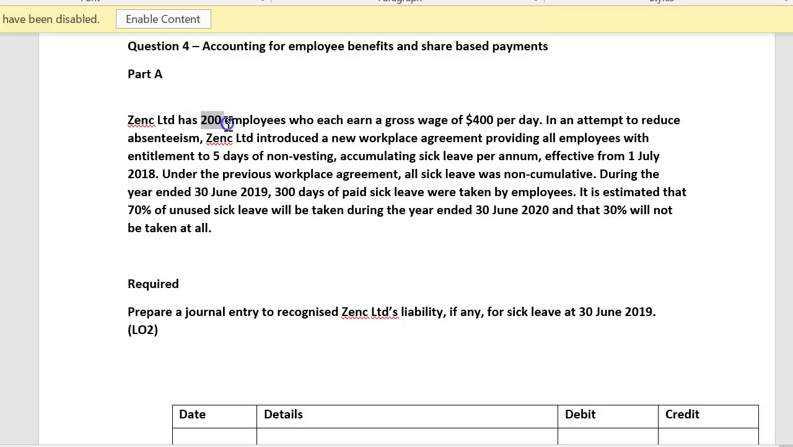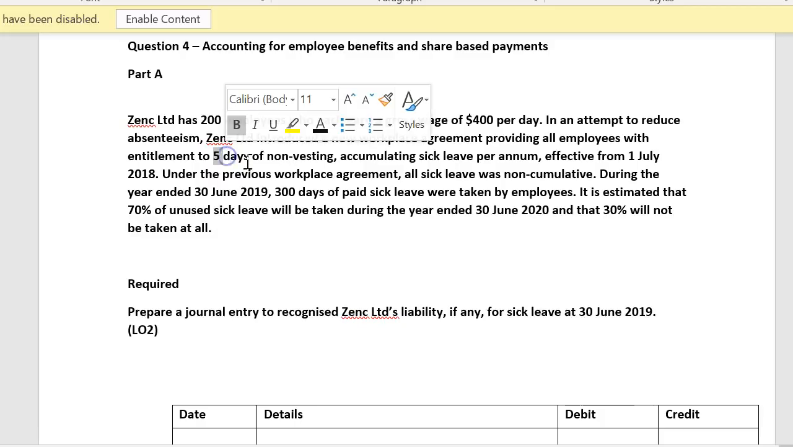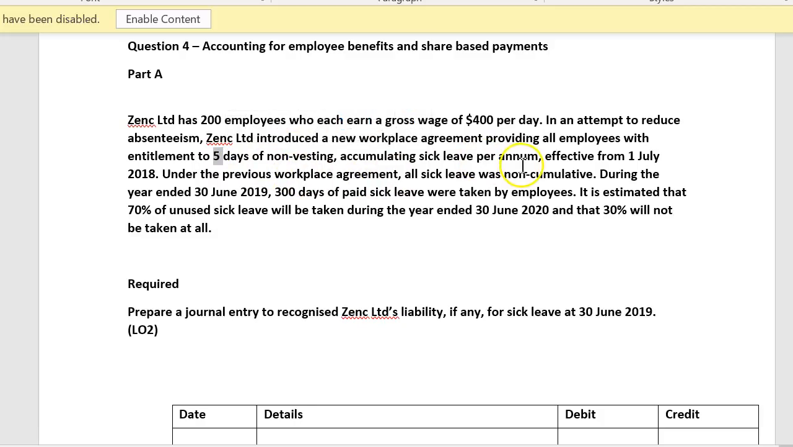You have 200 employees, each earn $400 a day. And each employee is entitled to 5 days of non-vesting accumulating sick leave, which means if they don't take the sick leave, they will not be paid. So you will be given a percentage as to how many employees take their sick leave. Now, in order to confuse you, you're given that 70% of unused sick leave will be taken during the year. That's all you need. And 30% will not take it at all, which you don't really need.